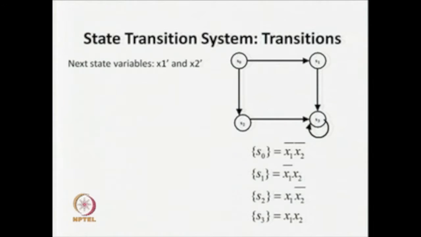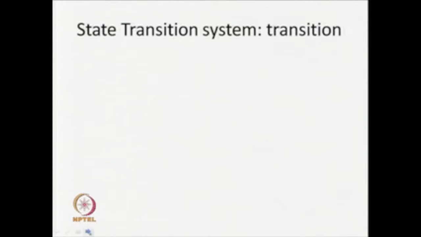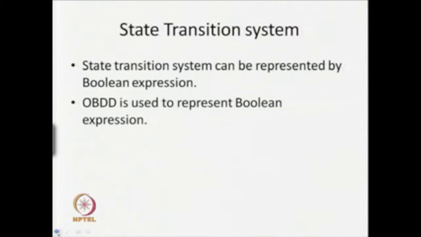So, you just see that these are the states, and x1 and x2 are used to represent the states, you can say the present state. Then we are going to use next state variables as well, x1 prime and x2 prime. X1 prime corresponds to variable x1 and x2 prime corresponds to variable x2. Now, with the help of these 4 variables, we are going to represent those transitions. So, how are we going to do this?